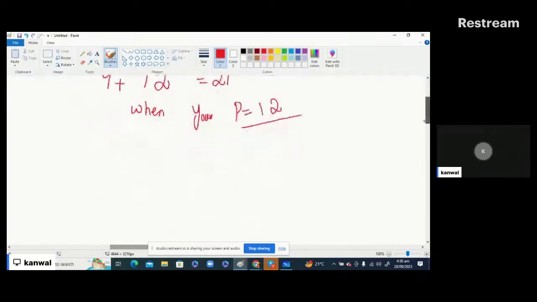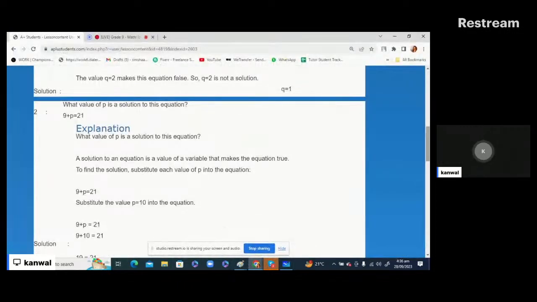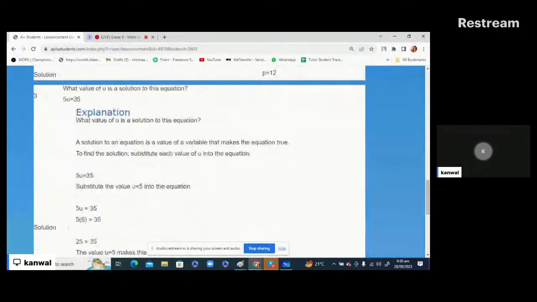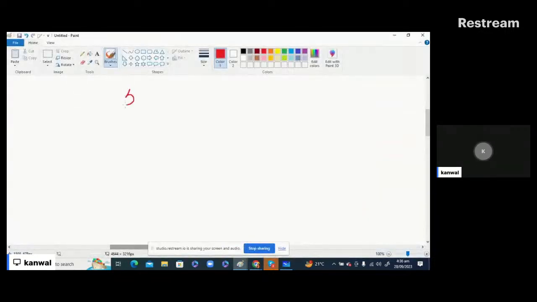Okay, all right, let's solve one more question. What value of u is a solution to this equation? 5u is equal to 35. Now here is multiplication. 5 is multiplied with the u. If there is no sign in between both of them, it means that there is multiplication. So 5 is multiplied with u here.